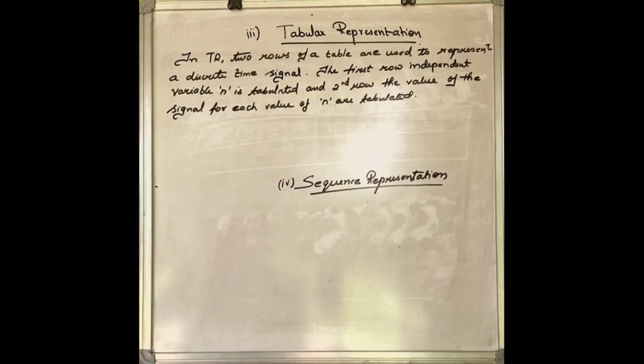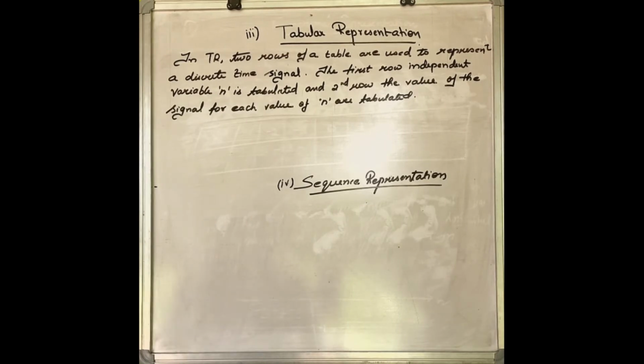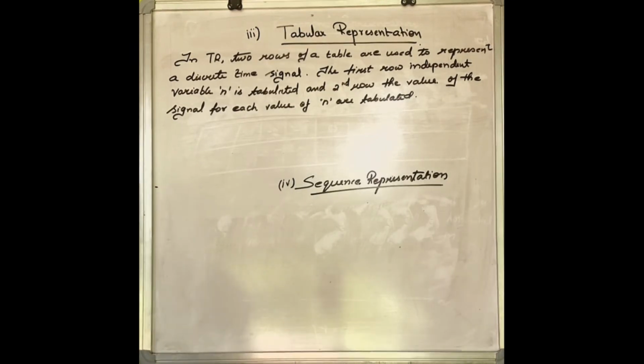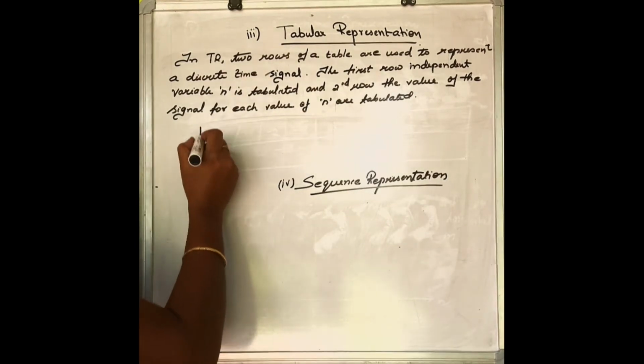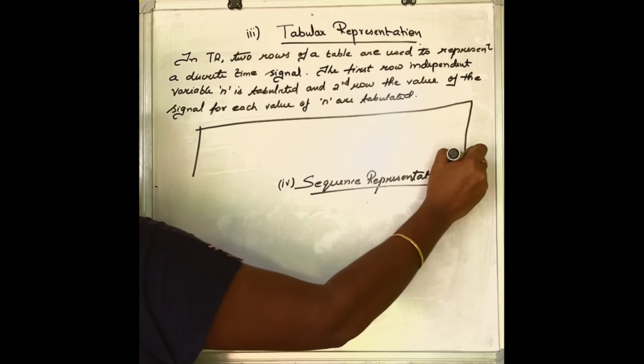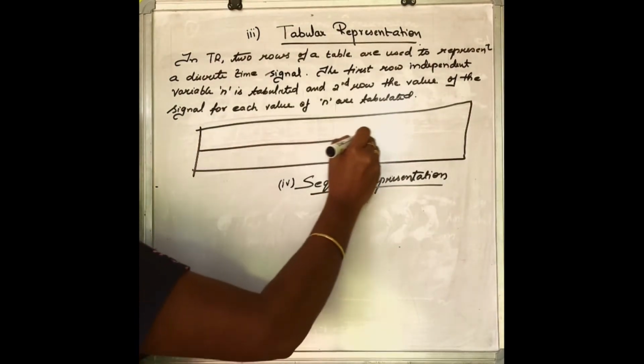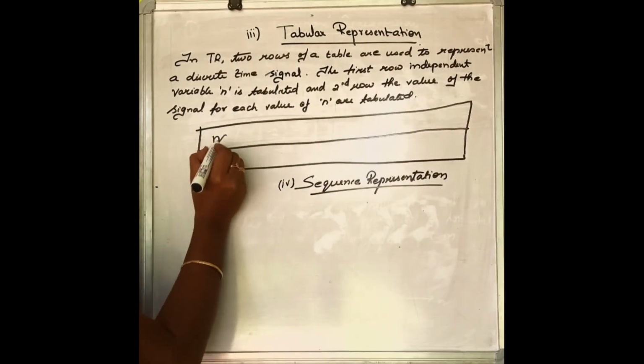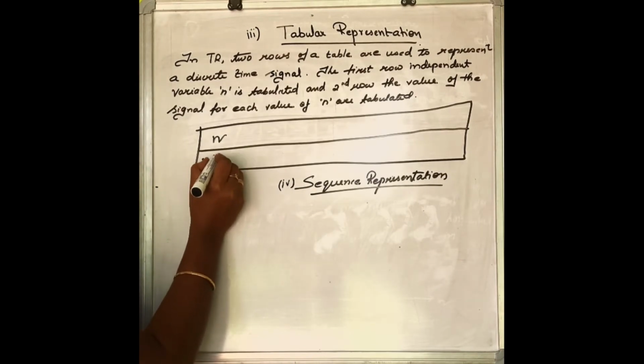The third representation is the tabular representation. In tabular representation, two rows of a table are used to represent a discrete time signal. In the first row, independent variable n is tabulated, and in the second row, the value of the signal for each value of n is tabulated. So you have to draw a tabulation. The upper row represents n and the lower row represents x of n.